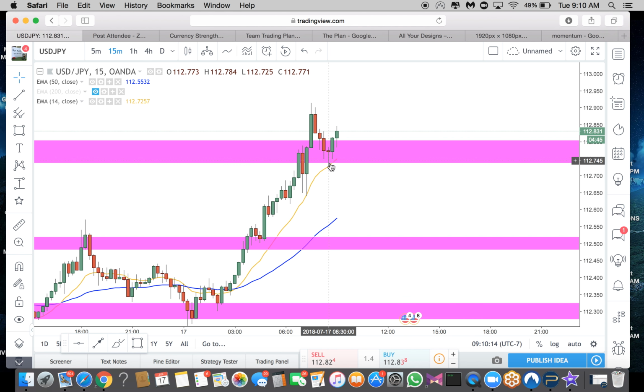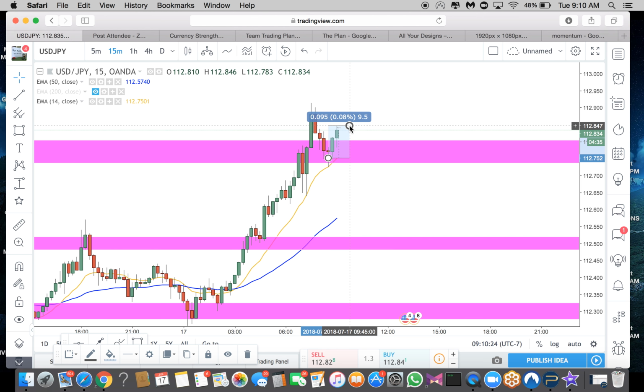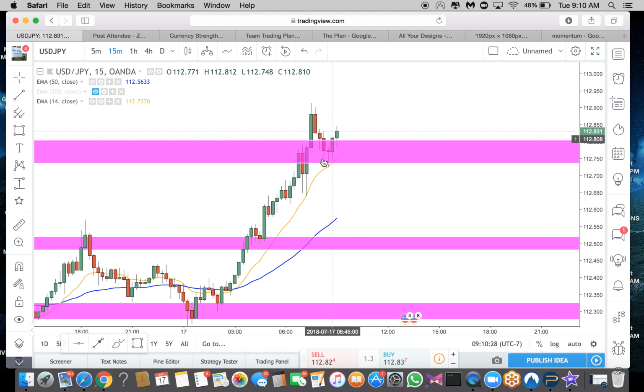And as you can see, this is a very good rejection, doji style off of the 14 EMA. Very, very perfect buy confirm for scalping, hyper scalping. And there's already almost my profit target at 9 pips. And you just take that and run.